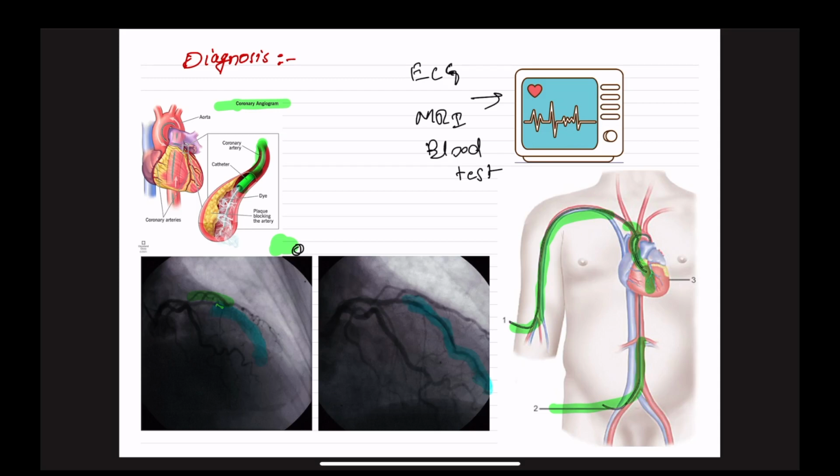So coronary angiogram is both diagnostic and therapeutic. What it means is that it can diagnose, it can tell you which artery and how much is blocked. It is also therapeutic. Through placement of a stent or balloon angioplasty, it can open up the blocked artery.